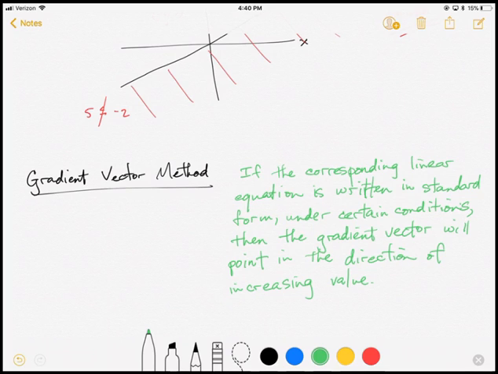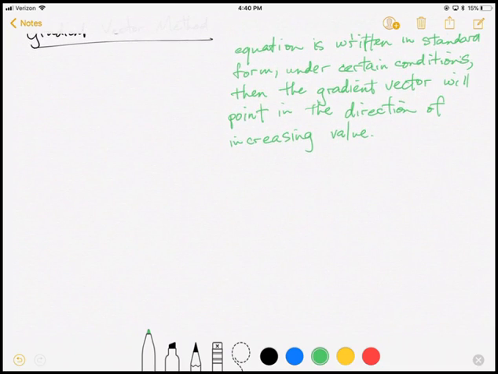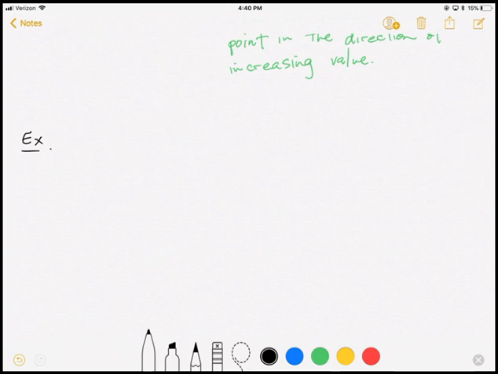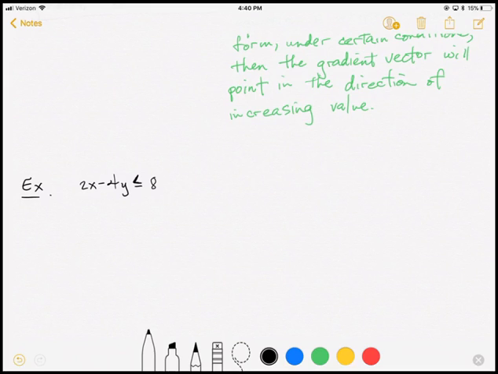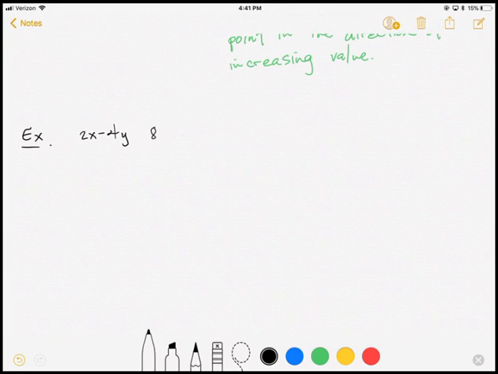Okay? I'm going to do this by example because I think that's the easiest way to deal with this rather than giving you all this theory and trying to create notation and all those different things. Let's just do this by example. So, for our first example, let's take the inequality 2x minus 4y less than or equal to 8. Matter of fact, I'm not going to make this an inequality. I'm going to just deal with the equation. It's easier to do that. So I have the equation 2x minus 4y is equal to 8.